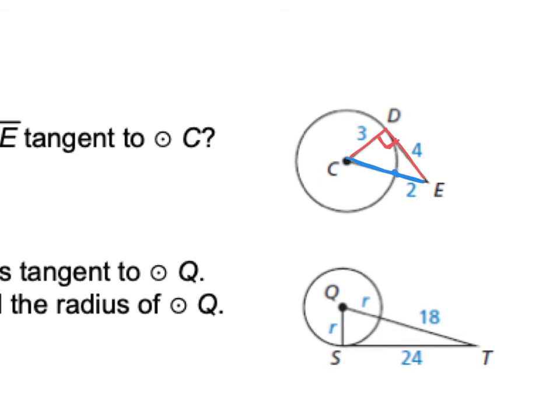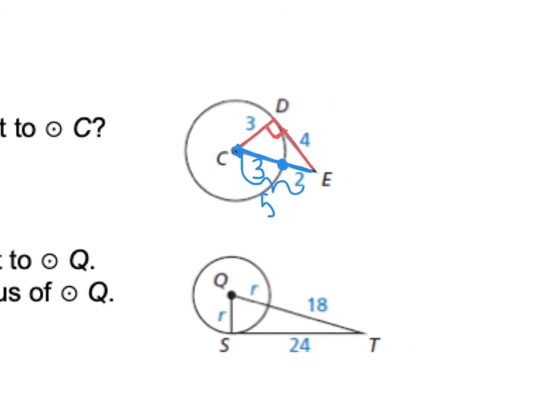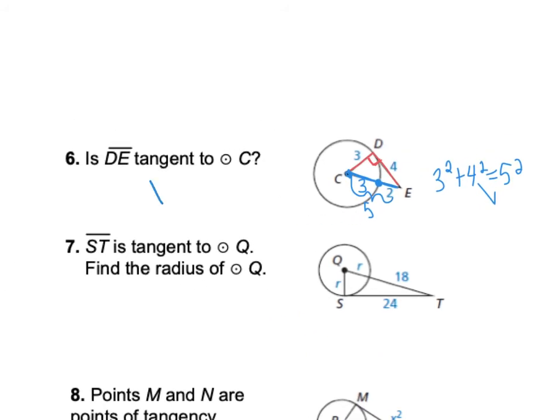But what we do know is this part from here to here is a radius. And another thing we know about circles is all radii of circles are the same. So if this radius is 3, this one here is also 3. So we know that the whole hypotenuse is going to be 5. So we just need to check, does 3 squared plus 4 squared equal 5 squared? And 9 plus 16 is 25. So yes, it does. So yes, it is tangent.